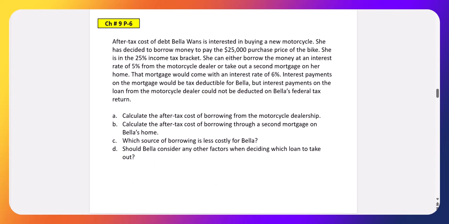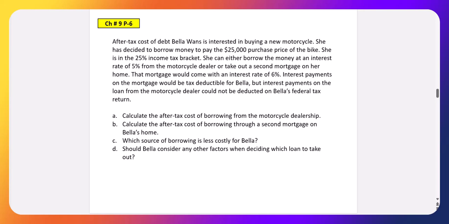Okay, let's move on to problem 6, the after-tax cost of debt. Bella Wands is interested in buying a new motorcycle. She has decided to borrow money to pay the $25,000 purchase price of the bike. She is in the 25% income tax bracket.